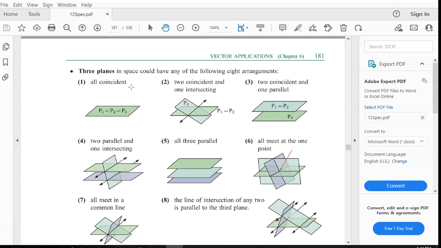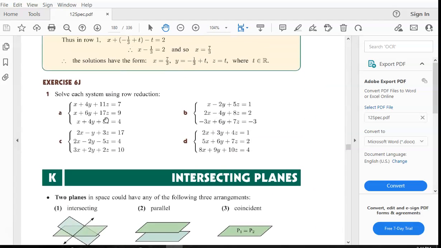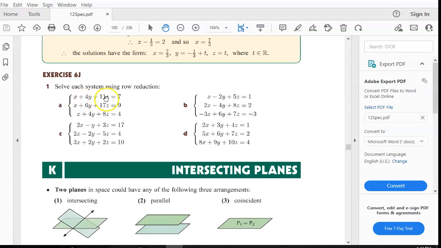Now we can have them all coincident. What would that look like? What would the equations look like? They'd be a multiple. So the coincident one for this would be 2x plus 8y plus 22z equals 14. If we had 3 of them, all multiples of each other, bang, coincident, and we say there are infinitely many solutions. When we did the row operations, we just got lots of zeros everywhere because everything would cancel. So that's one.